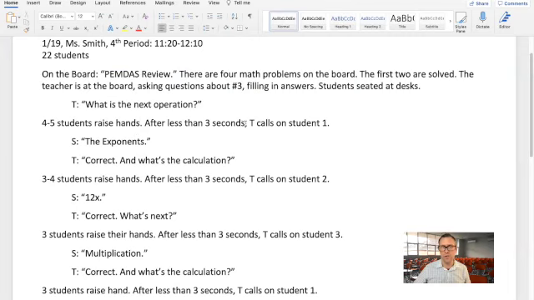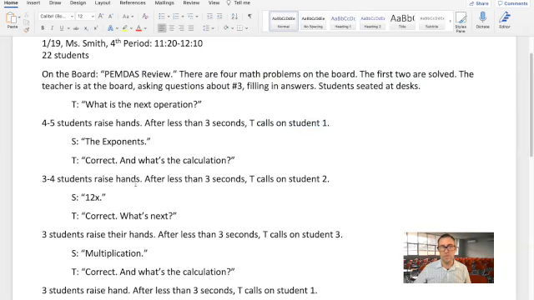The second thing we noticed here is how long is the teacher waiting before she calls on someone. In this case, it's less than 3 seconds, and the teacher calls on a student. It's not important to include their name, it's just important to identify who that student is in your own notes. In this case, the student gives the correct answer. The teacher asks a follow-up.